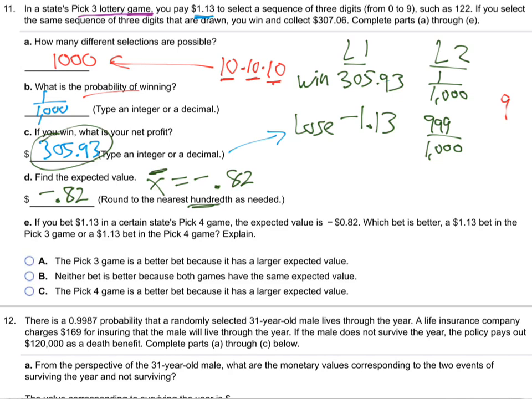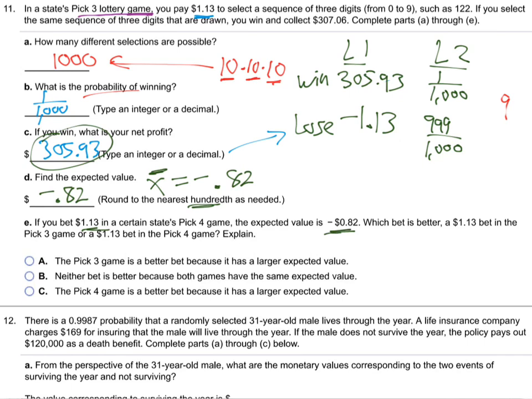True, but on average, if you played it thousands and thousands of times, you'd lose 82 cents every time you play. That makes sense? That's really the value of the ticket, 82 cents. So if you bet $1.13, the expected value, yeah, there it is.